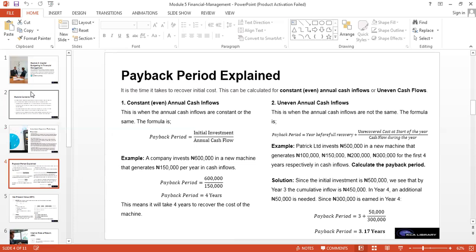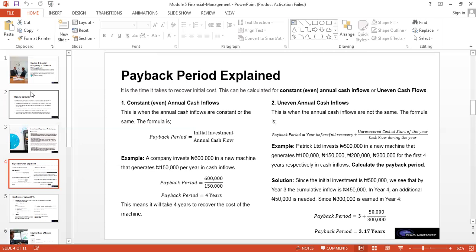For example, if a company invests 600,000 naira in a new machine that generates 150,000 per year, you see that's the difference. It has a constant cash flow of 150,000 per year. How do we calculate the payback period? You can see that we just take the initial investment, which is 600,000, divided by 150,000. We get 4 years, so it means that it will take 4 years to recover the cost of the machine.